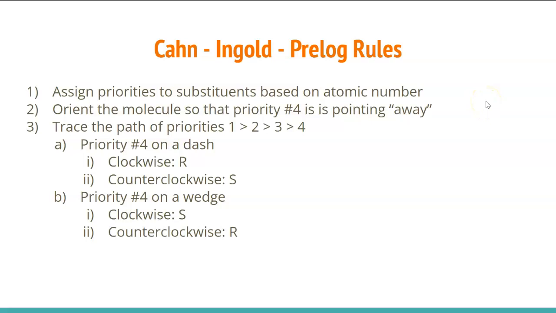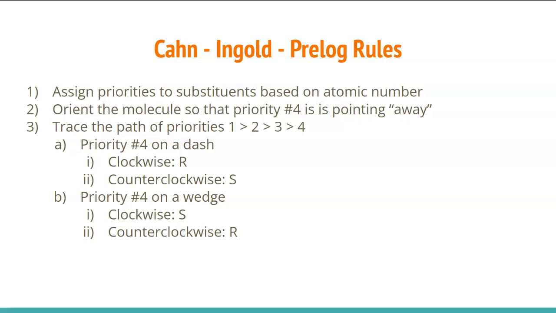So CIP stands for Cahn-Ingold-Prelog rules, and you have a couple of different steps in order to assign things accurately. So the first thing you want to do is assign priorities to the substituents based on atomic number. Then you're going to orient the molecule so that the 4th priority is pointing away from you.